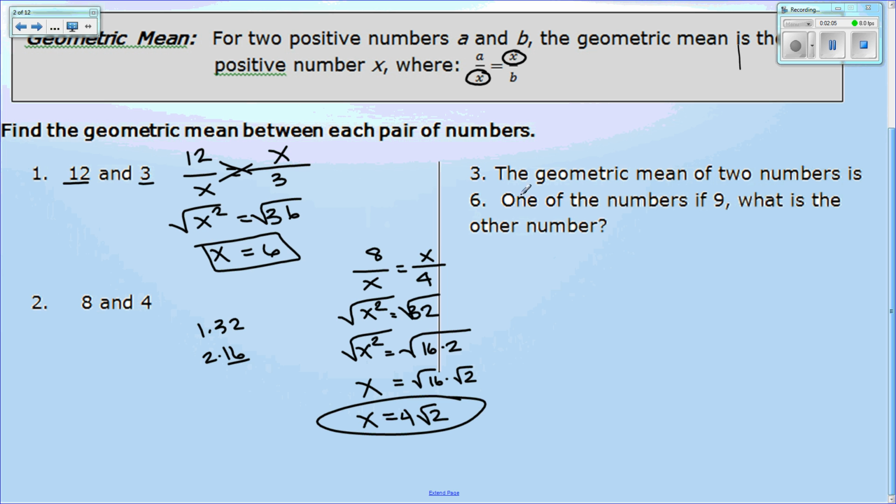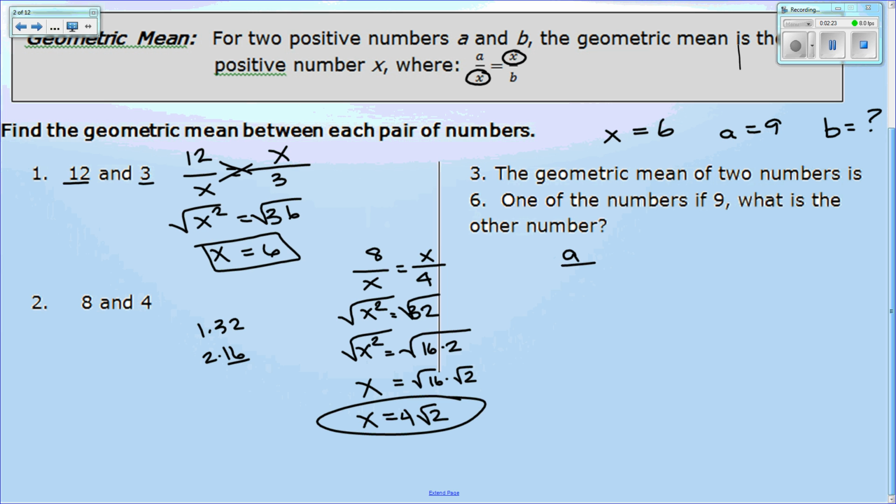Now, this one is worded a little differently. They didn't just give you two numbers. The geometric mean of two numbers is x, so that is 6. That means your x is 6. One of your numbers is 9, so the A is 9. What is the other number? Now B is, I don't know.